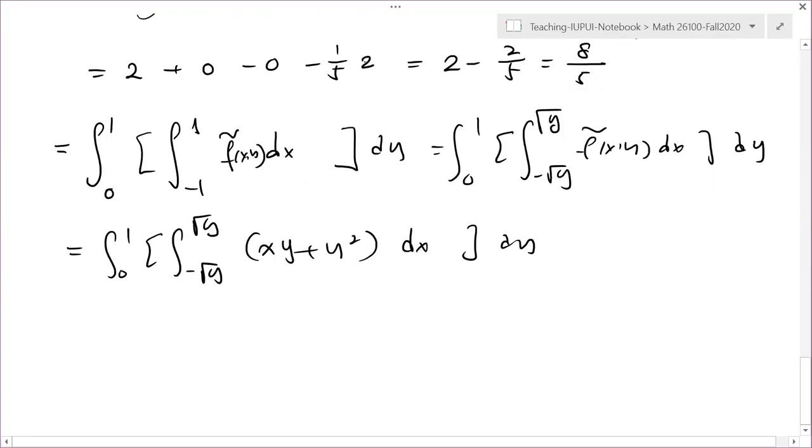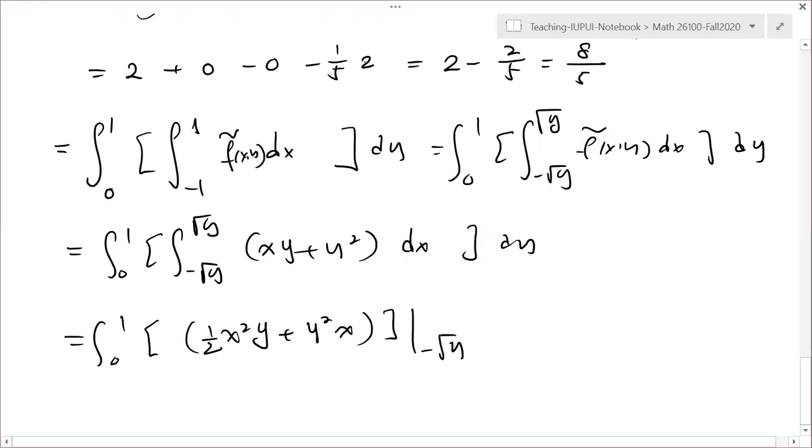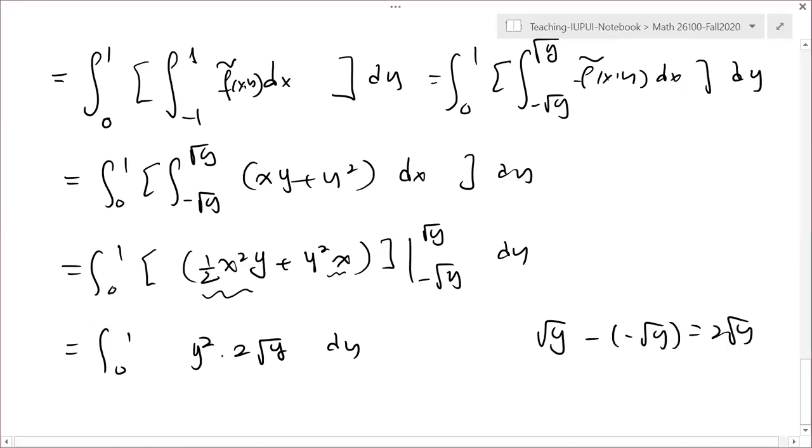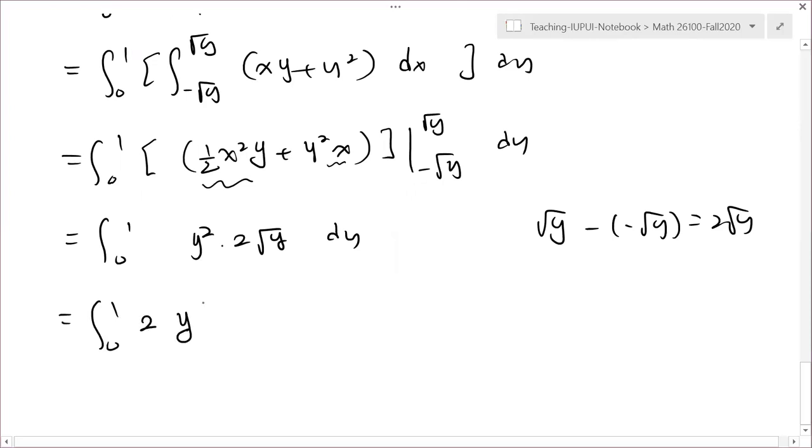All right, so now we find the antiderivative of this function with respect to x. I only have one x here, so it'll be half of x squared y plus y squared x, okay? And then evaluate at the two endpoints. I think the first term will be gone because x squared is the same at both endpoints, so that cancels out. What you have here is twice the square root of y, because this is x here, right? So the square root of y minus negative square root of y is 2 square root of y. Okay, so now you will get 2y, 2 plus 1/2, which is 5/2, right?